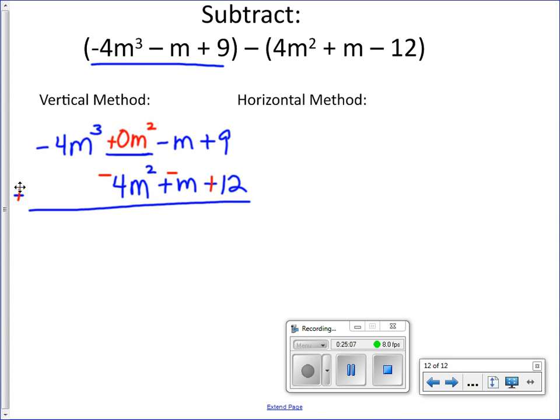I don't have anything to add to the negative 4m cubed, so I'll bring that down. 0m squared plus a negative 4m squared would be a negative 4m squared. A minus 1m plus a minus 1m would be a minus 2m. And plus 9 plus 12 would be plus 21. And this would be our answer.